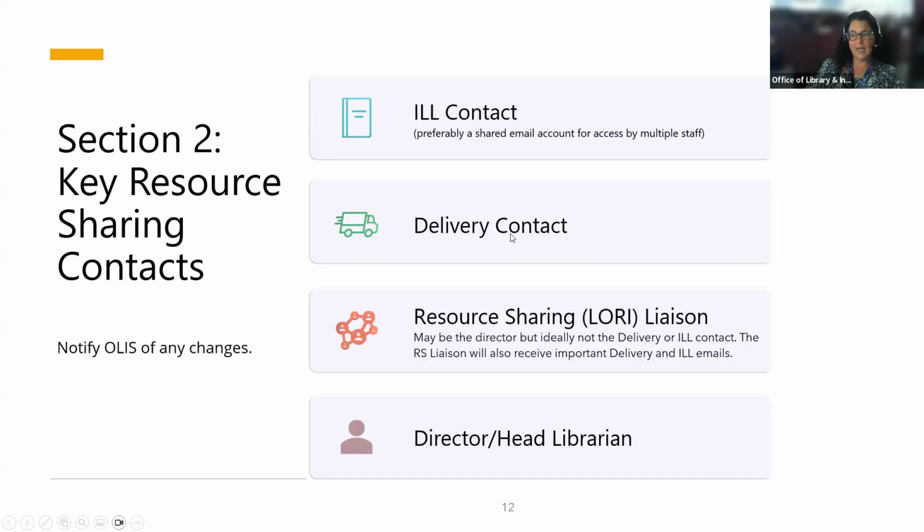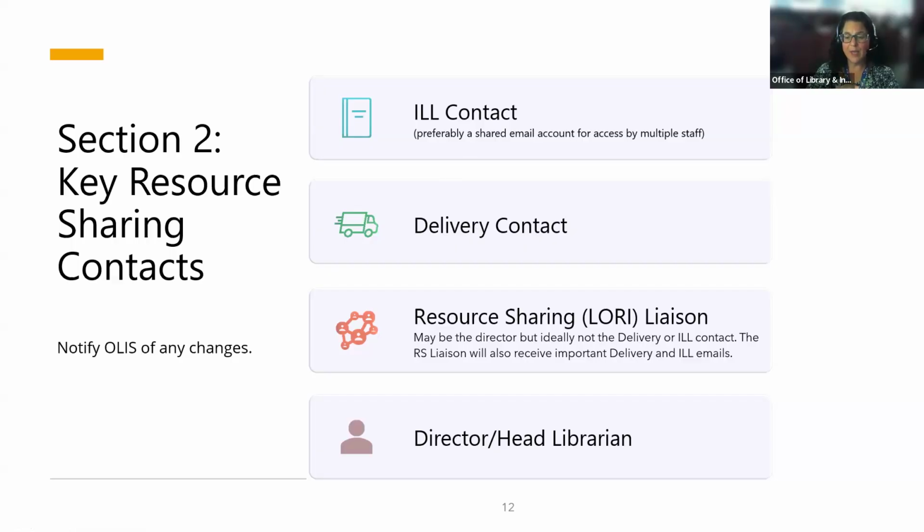Your delivery contact, so again, anybody who's receiving your OLIS communications about delivery. Your resource sharing liaison. So often this is the director or maybe an assistant director, but it's another person in the library that is receiving those communications about Library of Rhode Island communications. It could be a delivery message. It could be something about resource sharing or certification. But oftentimes the LORI liaison will also receive what is sent out to the ILL contact and the delivery contact. So ideally, it's someone different than the ILL or the delivery contact.